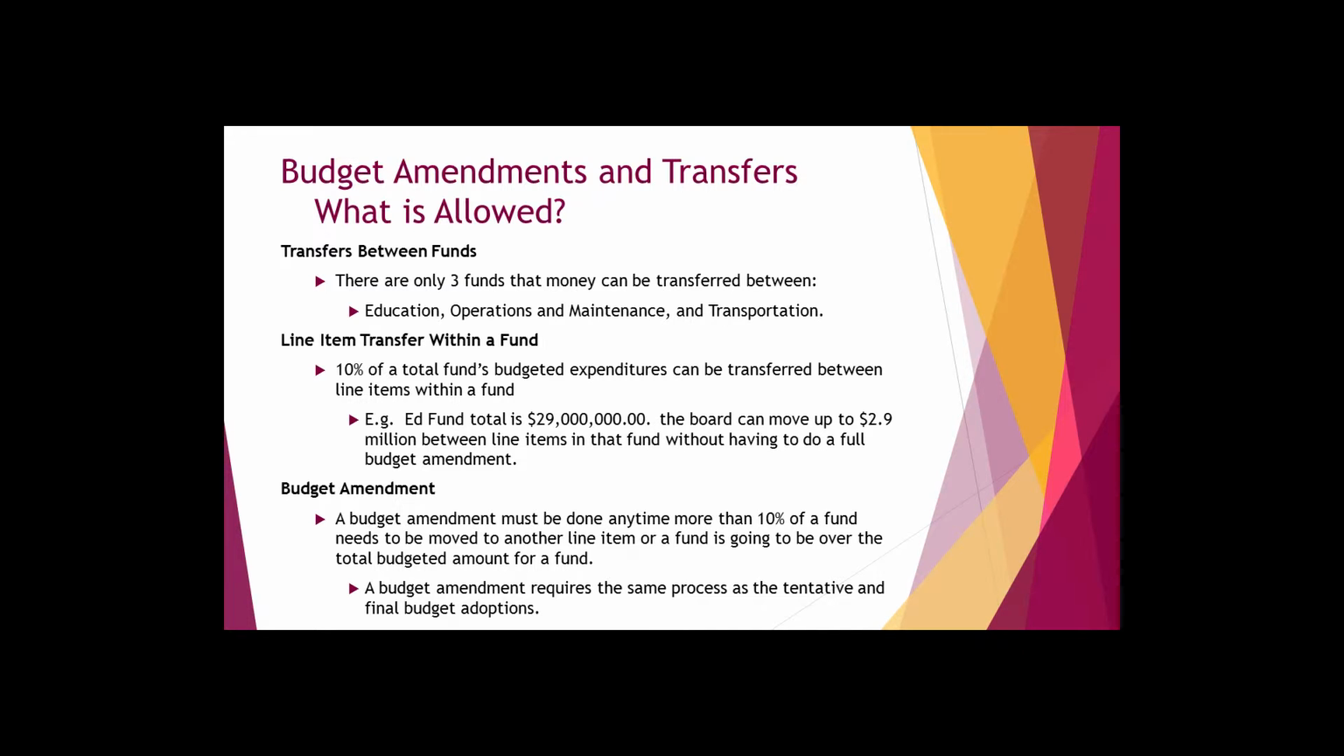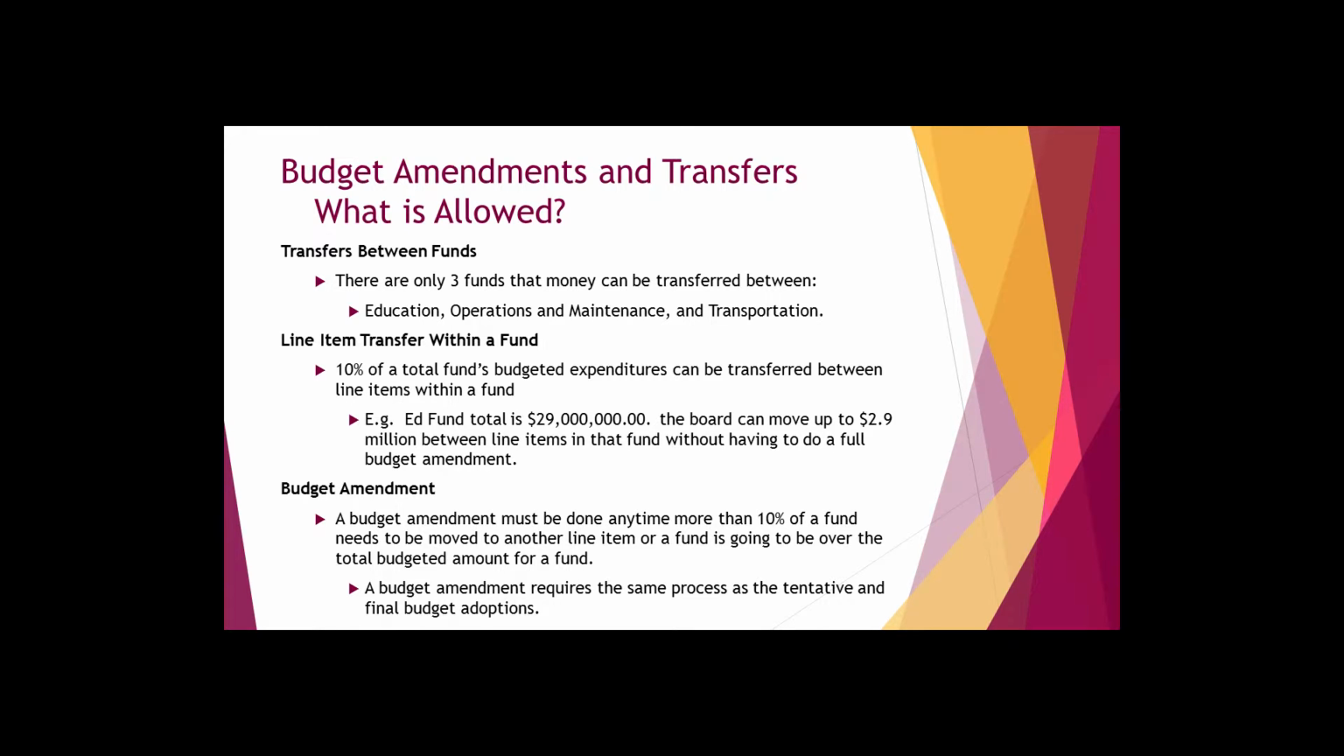Then the other one is a line item transfer within a fund. 10% of a total fund's budgeted expenditures can be transferred between line items within a fund through a board approval. An example of this is the ed fund is around $29 million, and we can move up to $2.9 million between line items without having to do a full budget amendment.